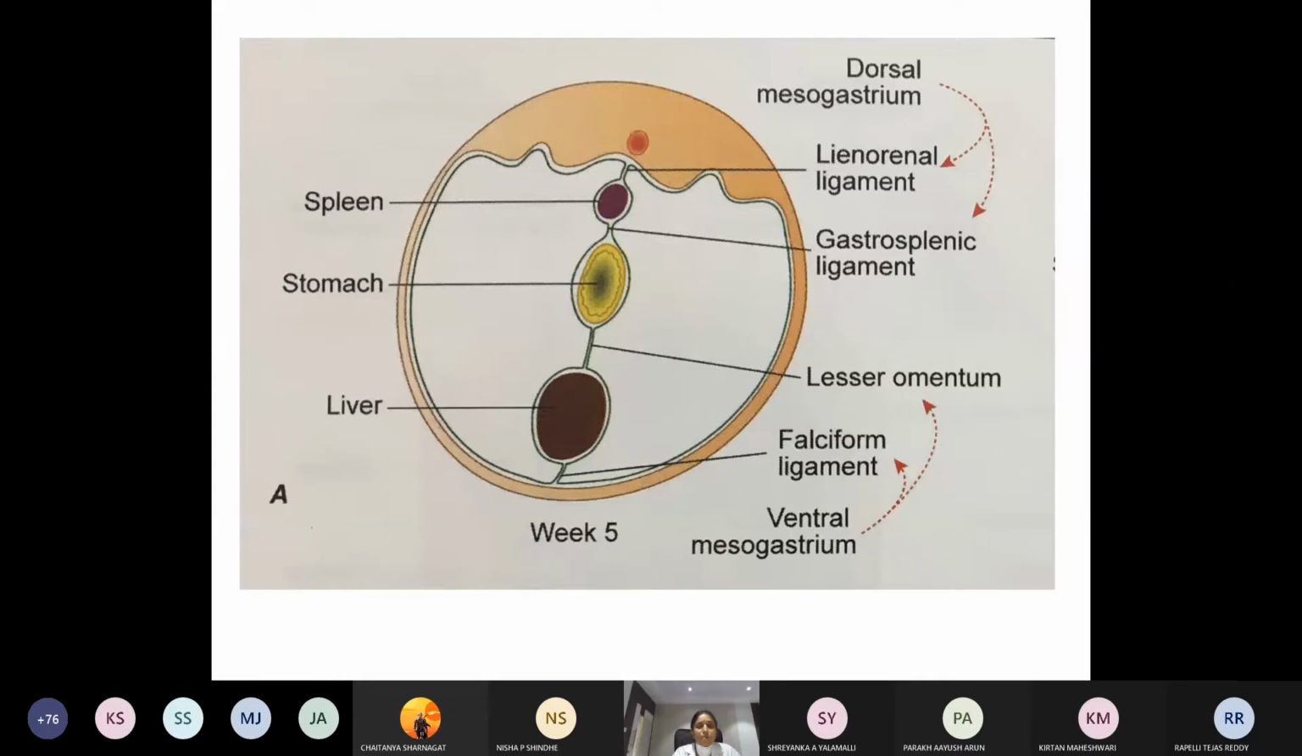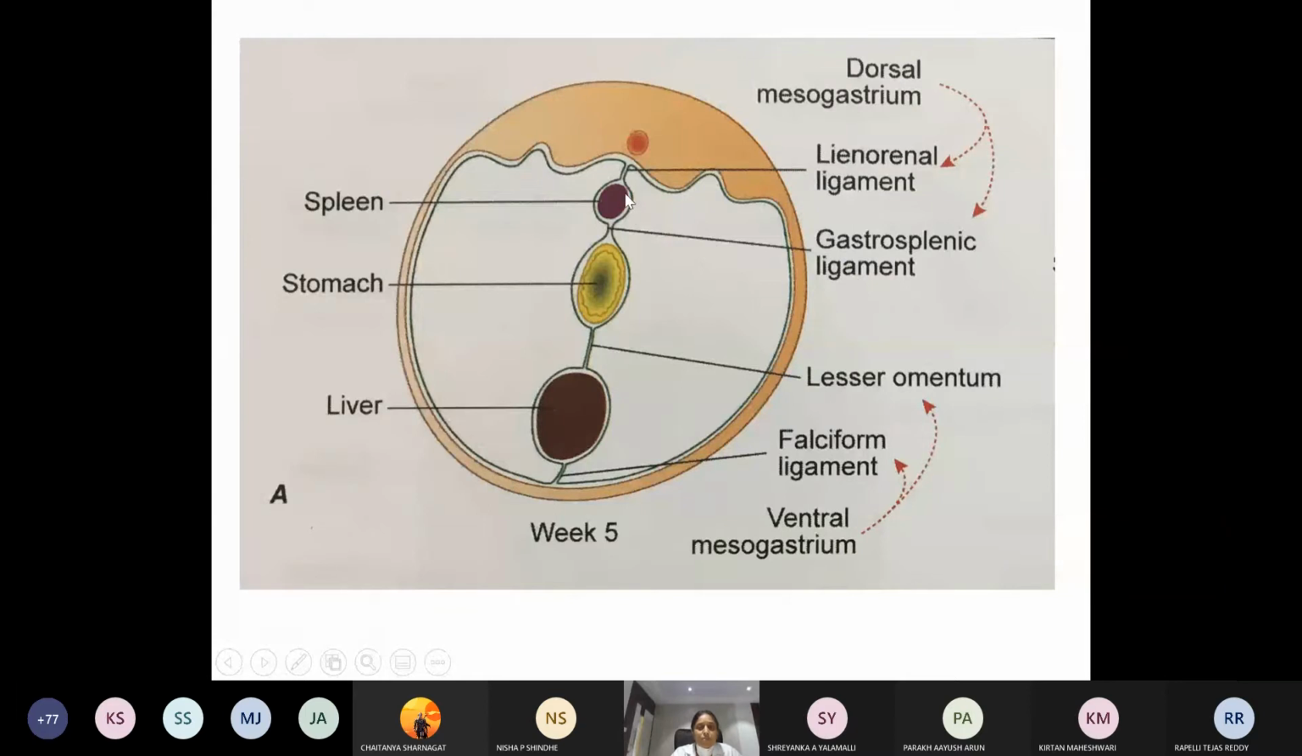Small lobules will be formed initially. All the lobules will coalesce among themselves. They will all fuse. Clear? All the lobules will fuse and form one mass, that is the splenic mass. Where is this mass found? In between the two layers of the dorsal mesogastrium. So what will happen to dorsal mesogastrium now? Between the stomach and spleen, whatever is found, that forms the gastrosplenic ligament.